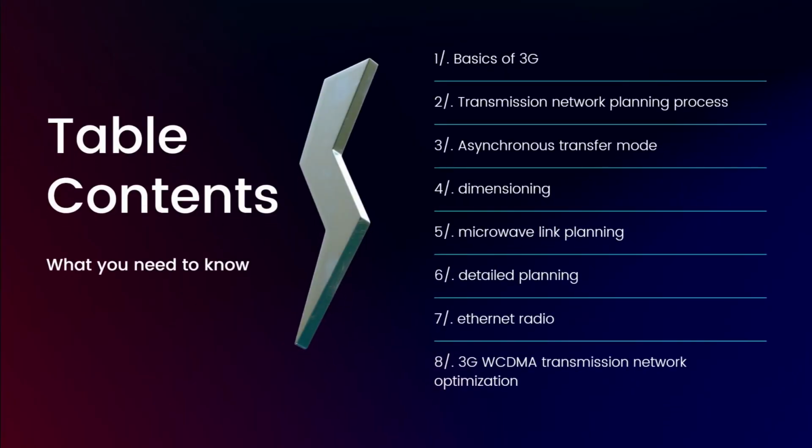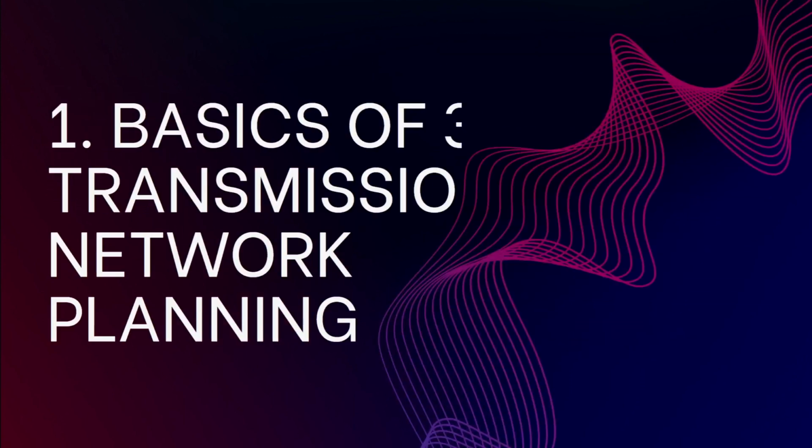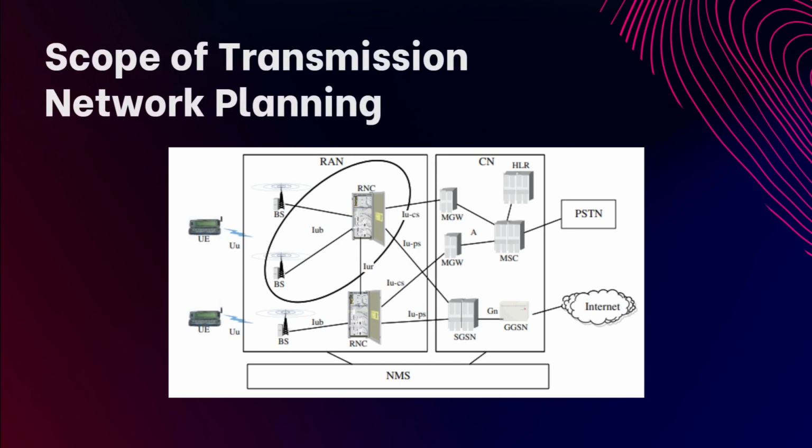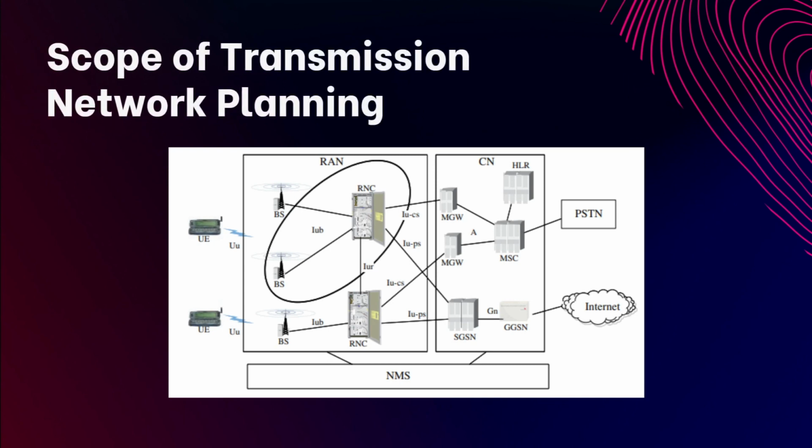So here is all of the content that we are going to cover today. The first one is basics of 3G transmission network planning. Before we get into the main point of this heading, I need to explain what the scope of transmission network planning is. The scope of transmission network planning includes the region constituting the interface between the base station and the radio network controller, between the radio network controller and the core network, and between the radio network controllers themselves.